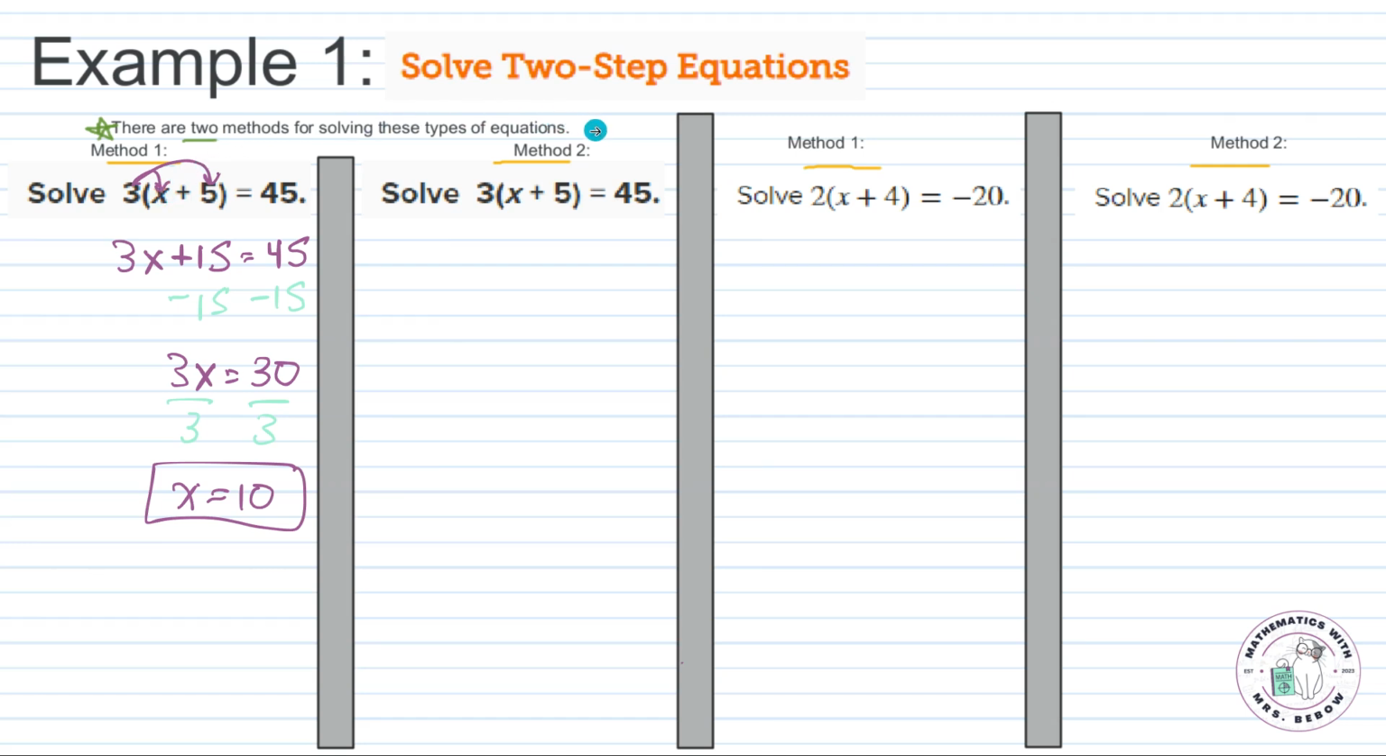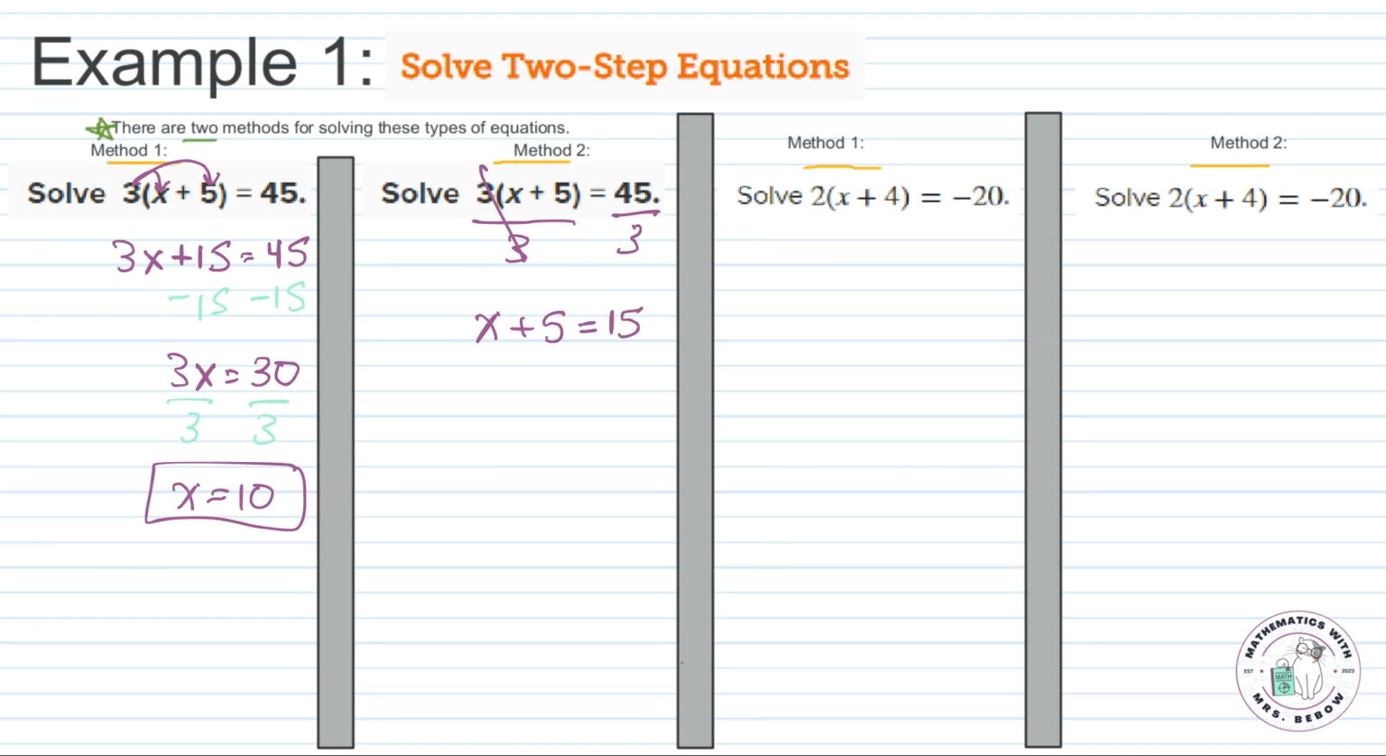Now I'm going to solve the same exact equation using a different method. For this one, what we're going to do first is, if I see that this 3 is being multiplied to this entire quantity, well, the opposite of multiplying is to divide. So I actually could divide to start. What happens is this 3 divided by 3 cancels out, and I'm left with what's inside the parentheses. Except we don't need the parentheses anymore, so we just need to write x plus 5. And then 45 divided by 3 is going to be 15.